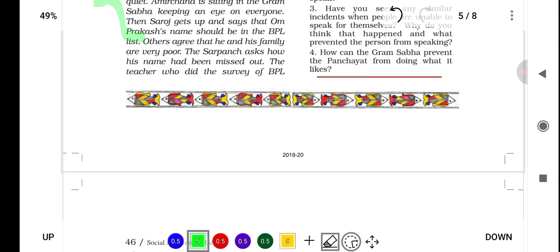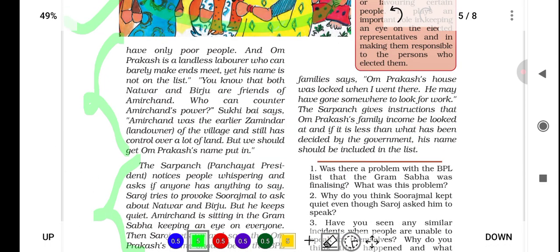The Sarpanch asks how his name has been missed out. The teacher who did the survey of BPL families says Om Prakash's house was locked when I went there. He may have gone somewhere to look for work. The Sarpanch gives instructions that Om Prakash's family income be looked at, and if it is less than what has been decided by the government, his name should be included in the list.